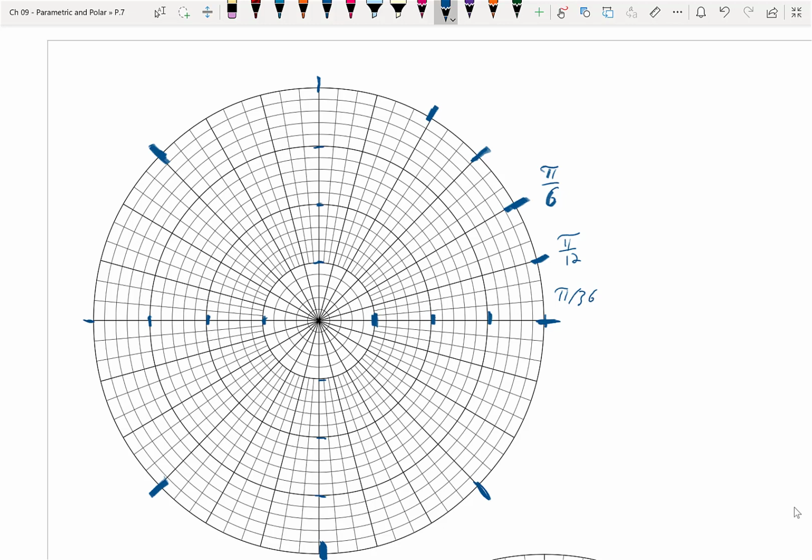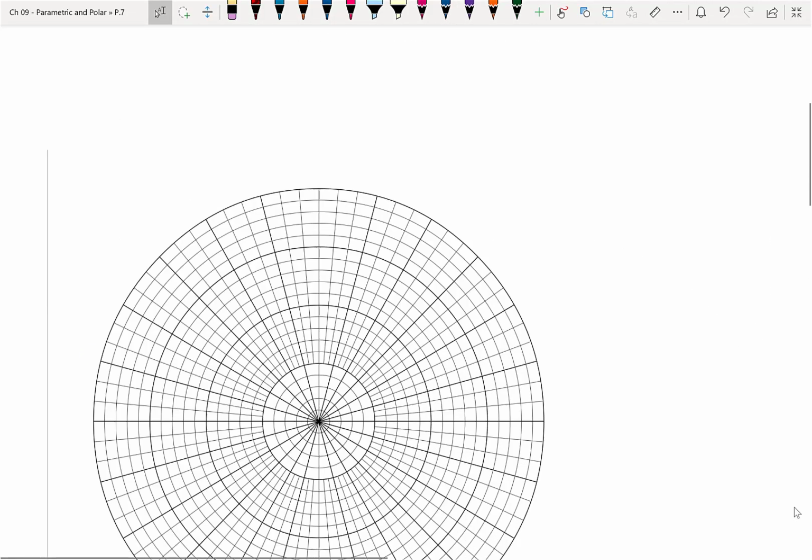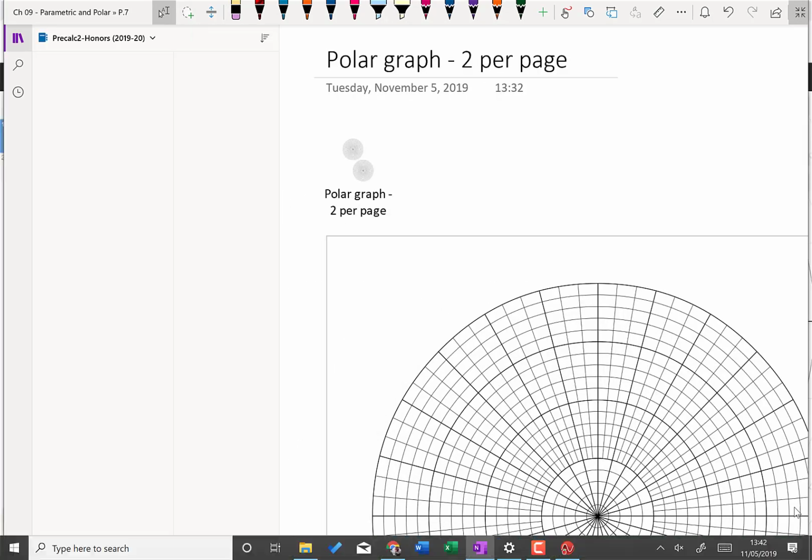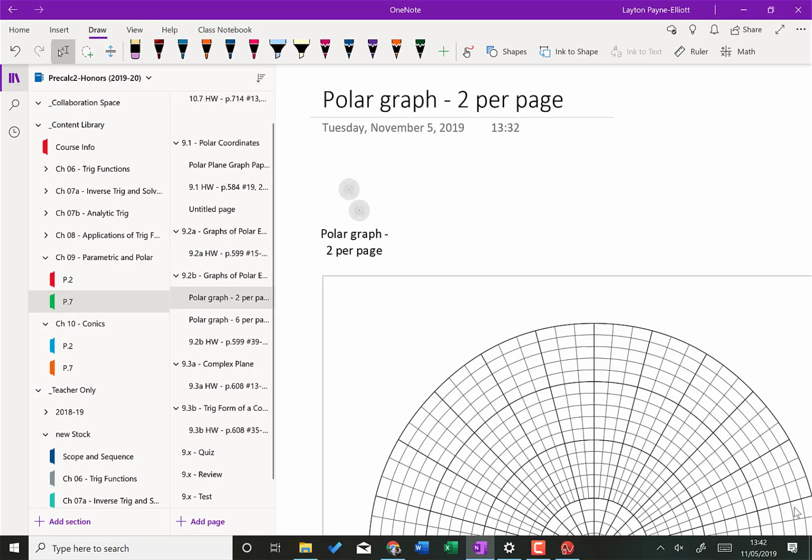I gave you 4 of them on each page, front and back. You're welcome to grab any more of these pages that you'd want for homework, or find your own. You can, honest to God, Google polar graph paper and find your own if you want to. These files are also at the top of any of these that I've attached. Right there, that's a PDF. Open it up, print out some more. You've got tons. I've got that for the 2 per page and for the 6 per page.